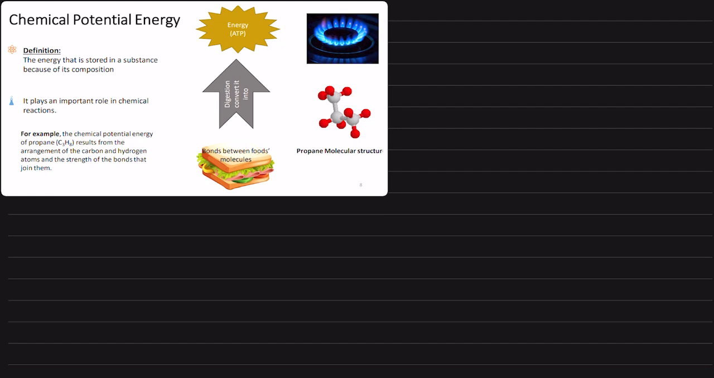Now next, we need to know about potential energy. So we defined energy as the ability to do work. After that, we defined the different forms of energy, for example radiant energy, chemical energy, nuclear energy, potential energy, and kinetic energy. After that, we defined the law of conservation of energy: energy can neither be created nor be destroyed. It can be converted from one form to another. Okay.